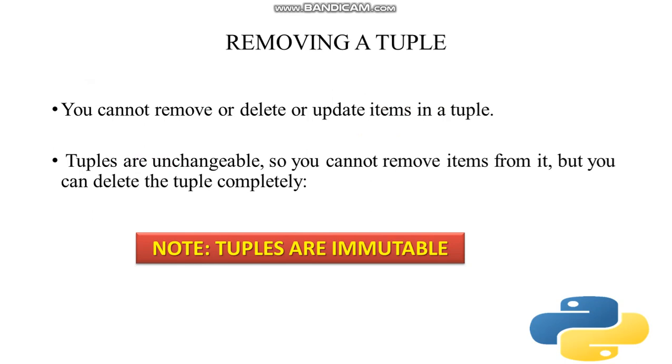Next is removing a tuple. So as we know that tuples are immutable, we cannot remove any elements from the tuple. We cannot update any elements from the tuple. But we can remove the tuple, or we can delete the tuple completely. Okay, remove the whole tuple. So tuples are unchangeable. So you cannot remove items from it, but you can delete the tuple completely.